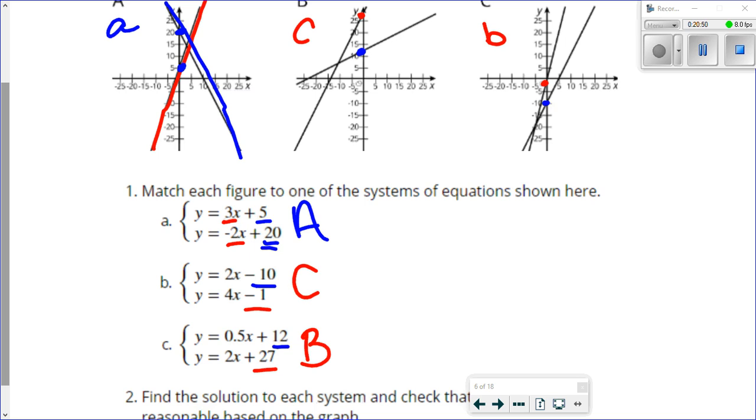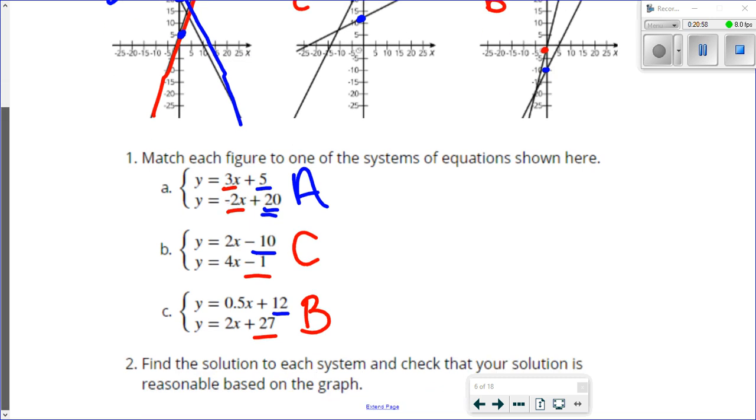So please make sure you have the correct matches, and hopefully now you have that little bit stronger understanding. Look for those slopes, positive versus negative, and then if that doesn't eliminate things, go on to their y-intercepts and see where they're located on the graph and compare them with your systems of equations.